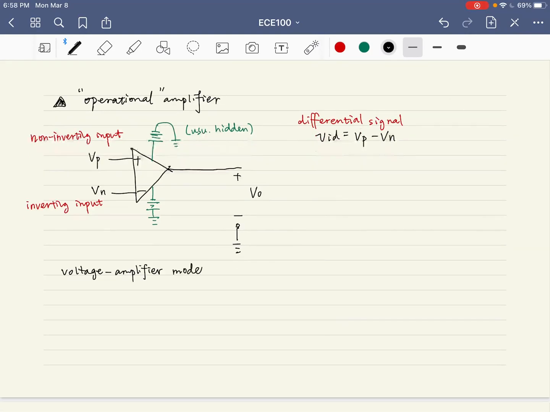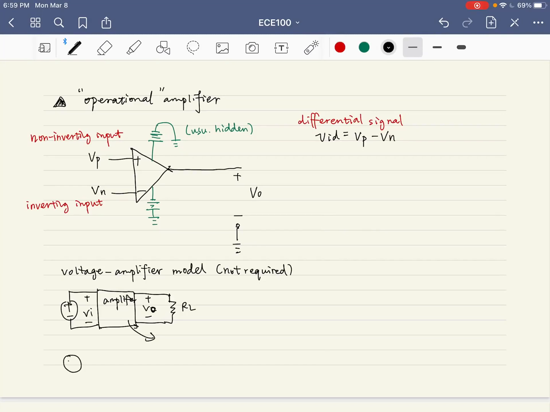Alright? Before we talk about an ideal operational amplifier, let's look at a realistic voltage amplifier model. This part is not required in exams, but it will help you understand the concept. Suppose we have a source connected to an amplifier as a black box, and then the outputs are connected to the load. Pretty straightforward, right? And then, if we try to represent the things hidden in the black box, we'll have a more detailed diagram that looks like this.